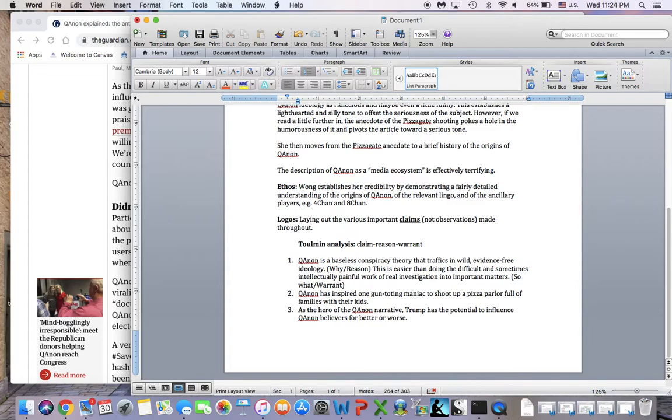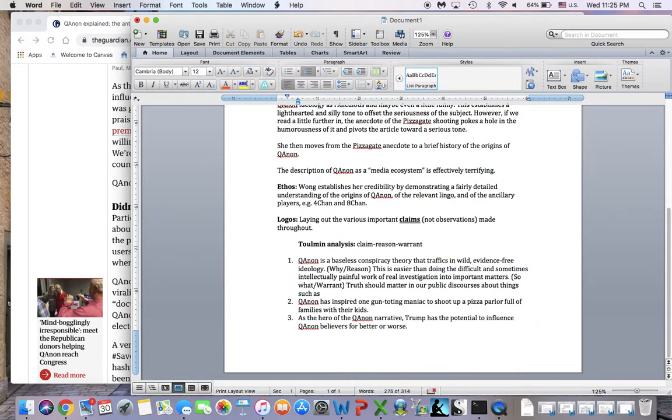Okay. So what? So QAnon is a baseless conspiracy that traffics in wild evidence-free ideology. Why? Reason. This is easier than doing the difficult and sometimes intellectually painful work of real investigation into important matters. So what? If truth, I don't know. I don't want to say something too grandiose here. Truth should matter in our public discourse about things such as human trafficking and political, let's say, machinations.